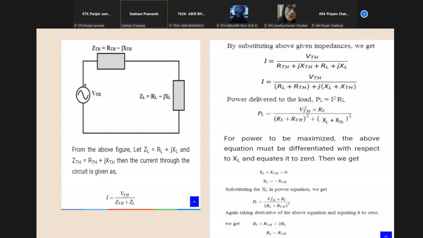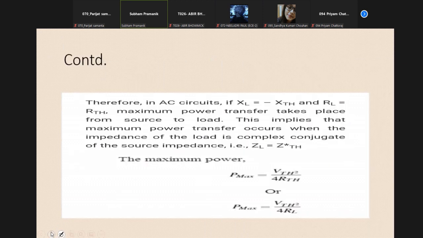This is the same proof actually, given with some different symbols. This is what I already mentioned. How do we calculate it? There is an error here. That's not simply VTH, rather it is mod of VTH square divided by 4 into RTH or RL, whatever you say. So it's mod there.